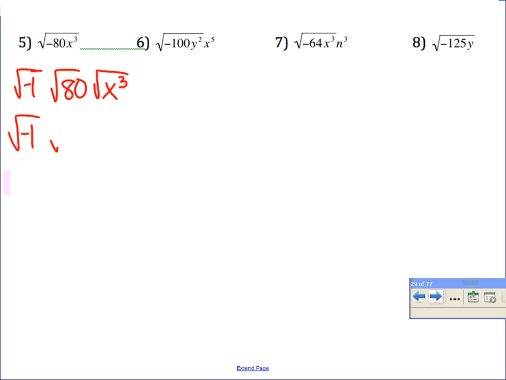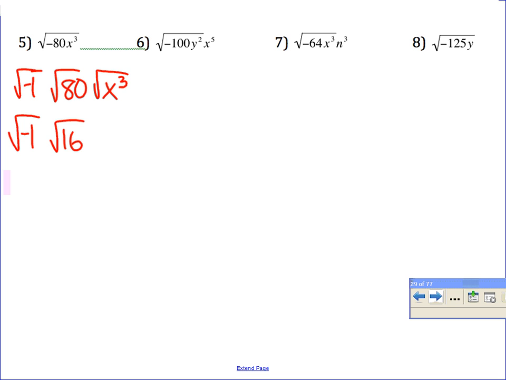Okay, the largest perfect square that goes into 80 is 16. Remember, if you're not sure, start dividing. Yes, 4 goes into 80. If you think there might be more, try 9, try 16, try 25. Keep going until you think you found the largest perfect square.